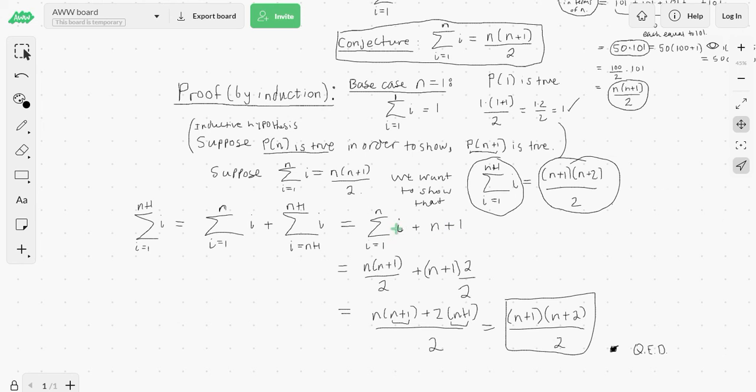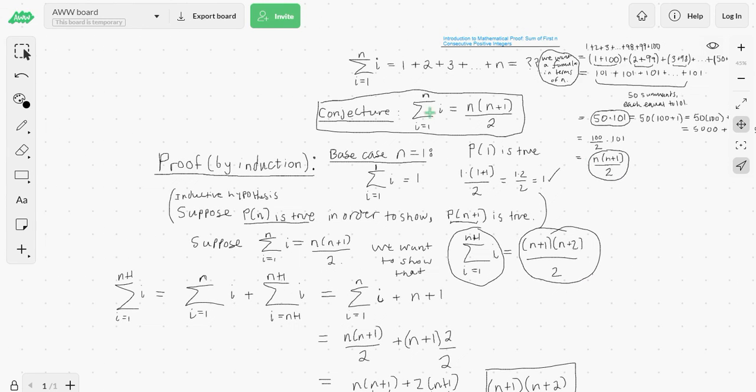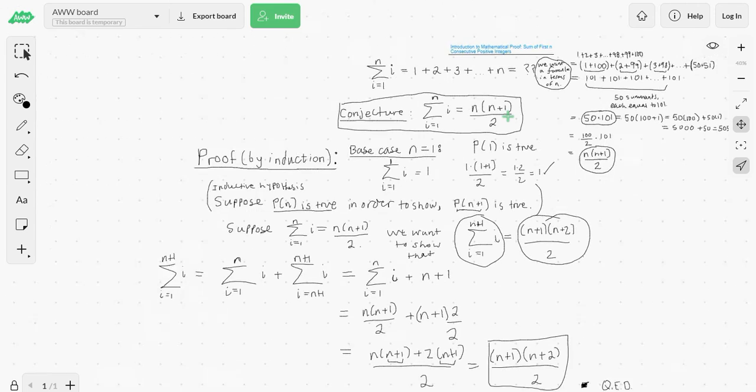We utilized our inductive hypothesis here, found a common denominator to see if it simplified nicely to something that would be what we want to show. And after factoring, it turns out that it was. So we did, in fact, prove that the summation of the first n consecutive positive integers is indeed given by this formula.